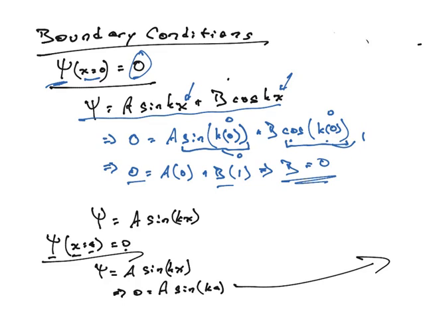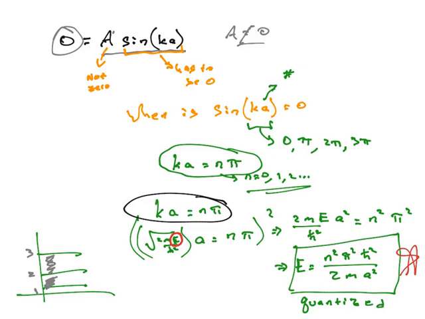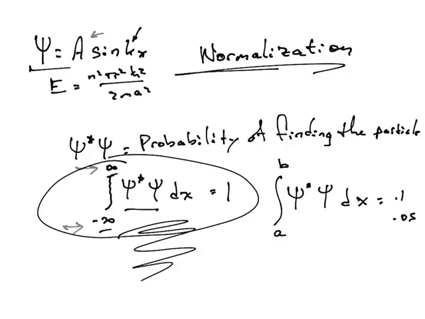So we use our second boundary condition. Everywhere there's an x, we plug in a. Everywhere there's a psi, we make it 0. So we plug that stuff in, and what we get is an equation that looks like this: A sine ka is equal to 0. This is only true for k equal to n pi over a. What that does is it gives us an energy. We now know the quantized energy equation. But we also now know what k is. K is n pi over a. Perfect. Now what do we have?